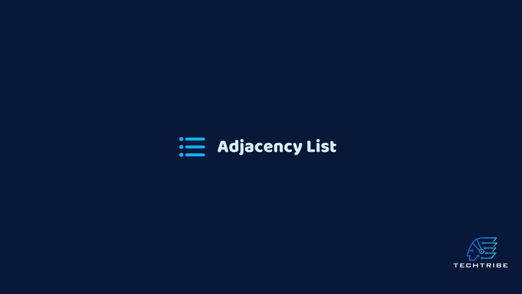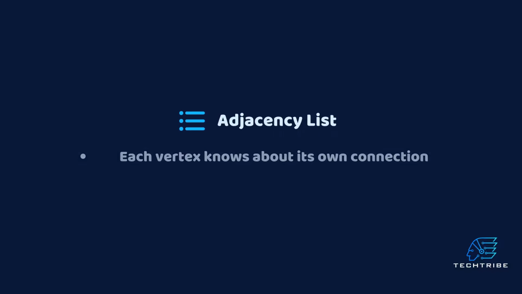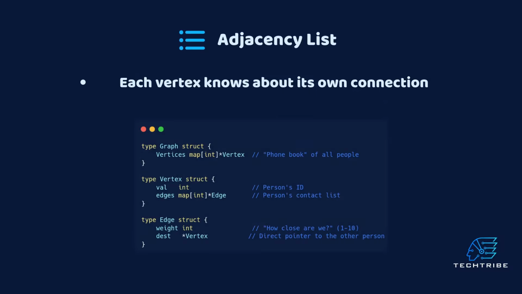In languages like Java or C++, you typically use arrays or vectors to implement graphs, but Go gives us something beautiful, which is maps with pointer receivers, which makes everything easy to work with. In this case, each vertex knows about its own connections. Think of it like a social network where each person has their own contact list. So this would be the structure.